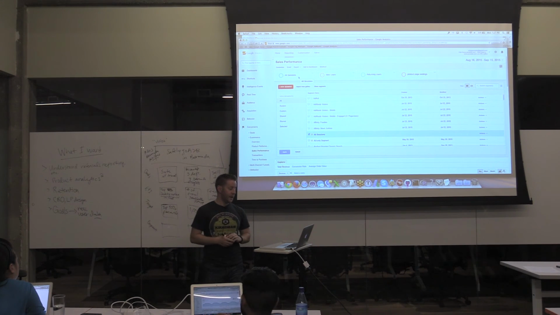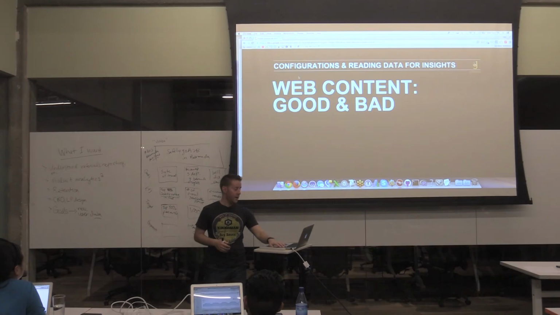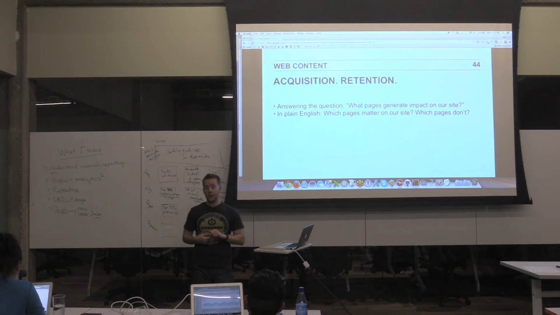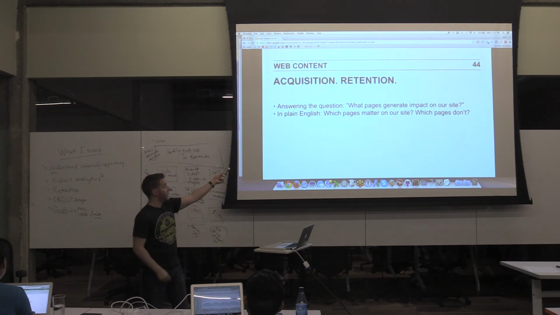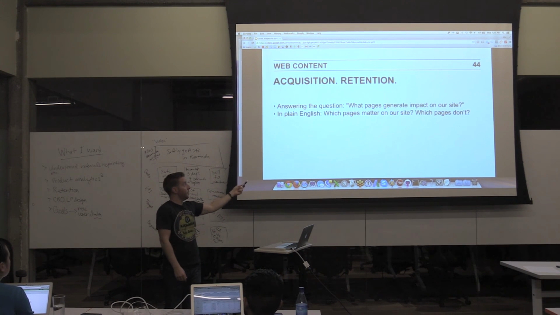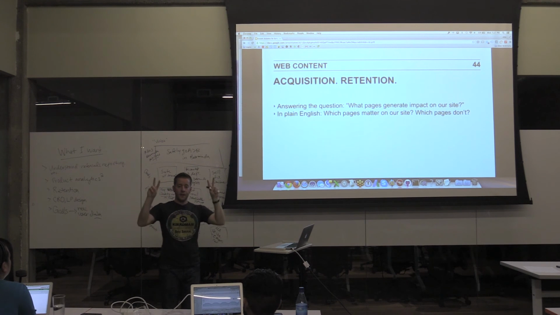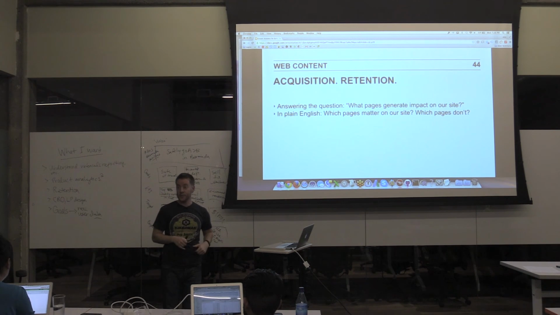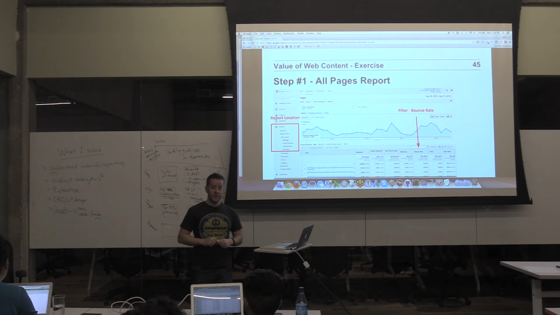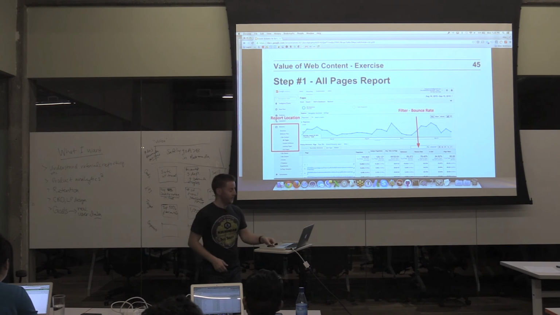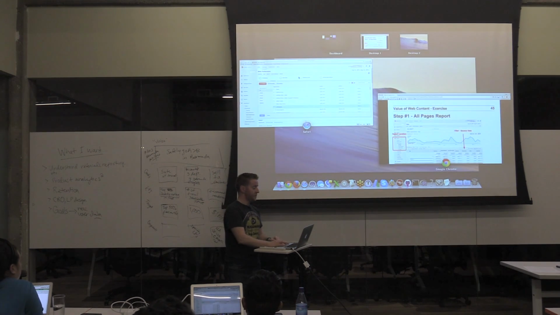The second thing actually is what we're gonna do right now, which is looking at web content. And in plain English, you're really answering what pages matter on our site and what don't. And when I say matter, we're talking about impact. So what is leading to conversions on our website? So there's a couple ways that you can do this. Actually, it's a really good segue. The first way is super basic.